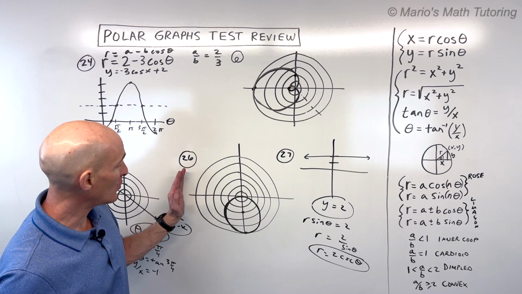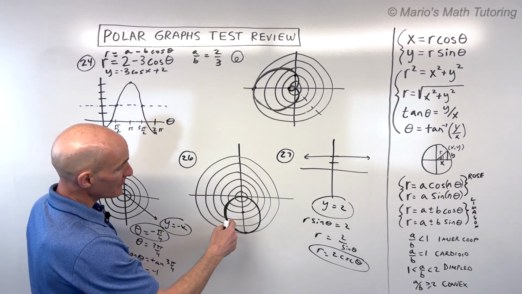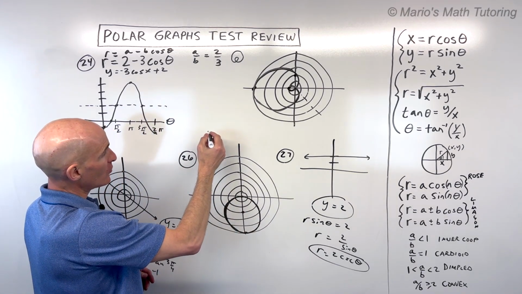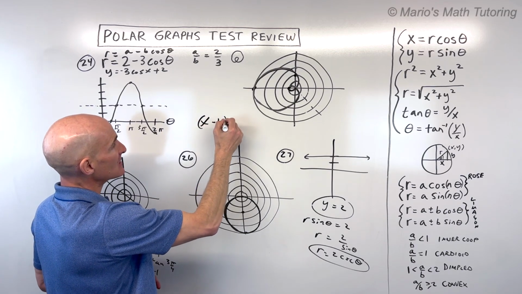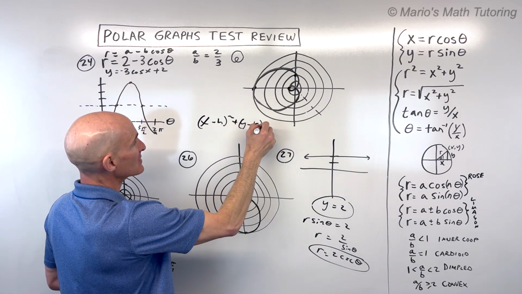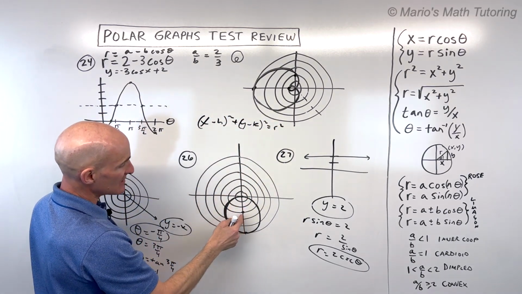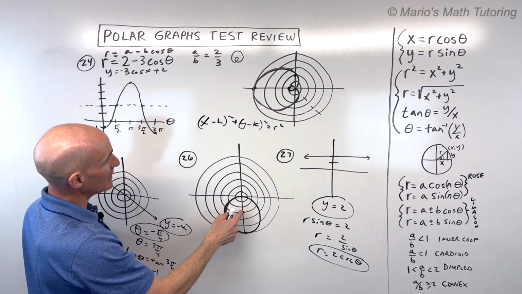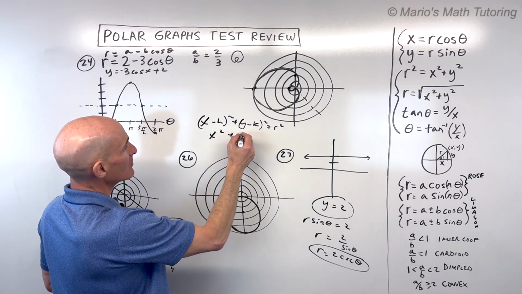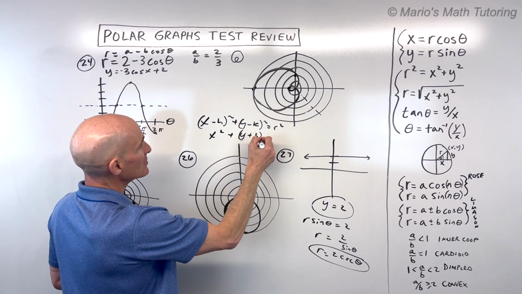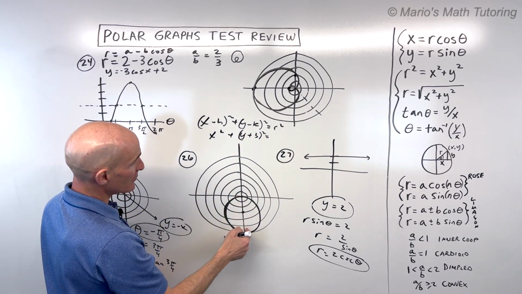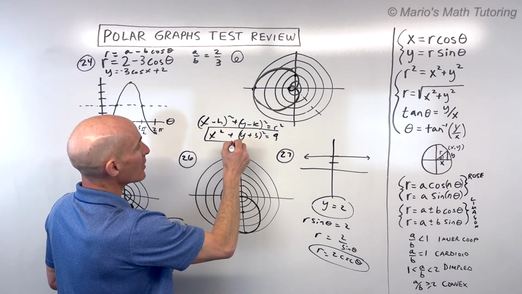Okay, going back to 26 now, it looks like we have a circle, and we know that the standard form of the equation of a circle is (x minus h) squared plus (y minus k) squared equals the radius squared. In this case, the center is at (0, -3), so this would be x squared plus (y plus 3) squared is equal to, let's see, radius of 3, 3 squared is 9. So this would be our rectangular form.